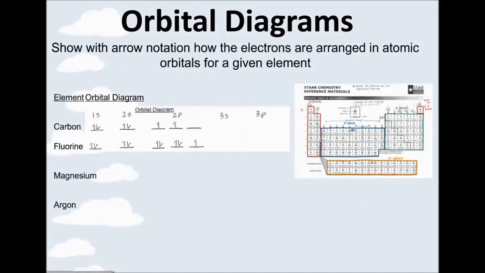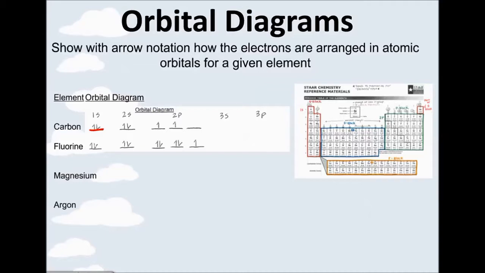Okay, orbital diagrams, these are kind of foreign to you. They show with an arrow notation how the electrons are arranged in atomic orbitals for a given element. So this should really correspond with that Aufbau order, except instead of writing out 1s2, we're doing it as arrows instead. Okay, so one orbital is represented by a line, just like I showed you earlier.